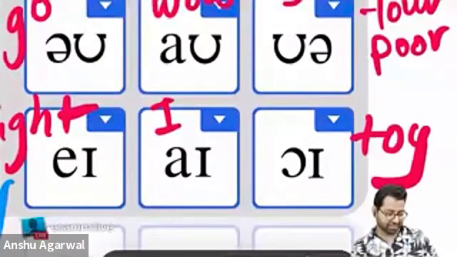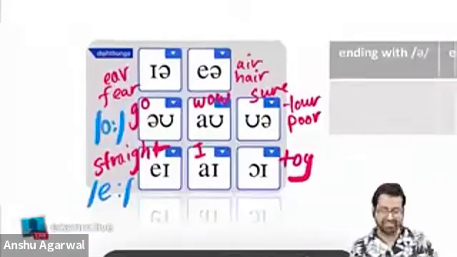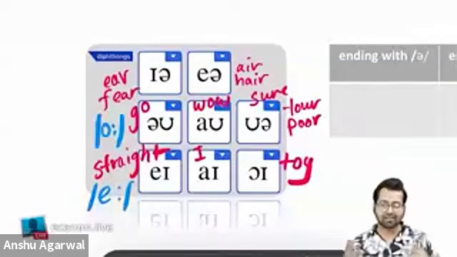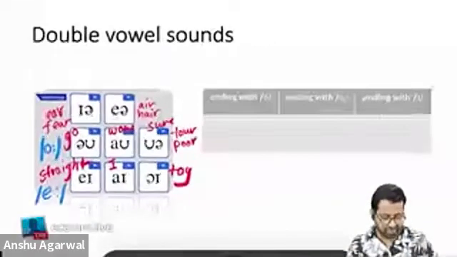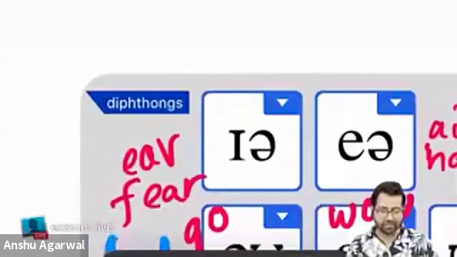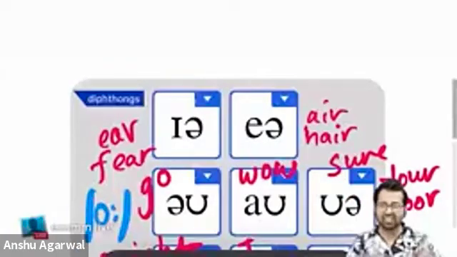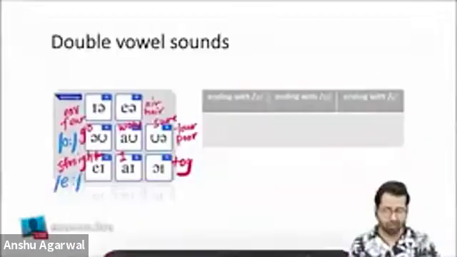Let me write toy here. So you got an idea. These are the 8 pairs of sounds, double vowel sounds. They're known as diphthongs, and they're also known as glides, just for your reference. These names are not important, but what is important is the sound, right?